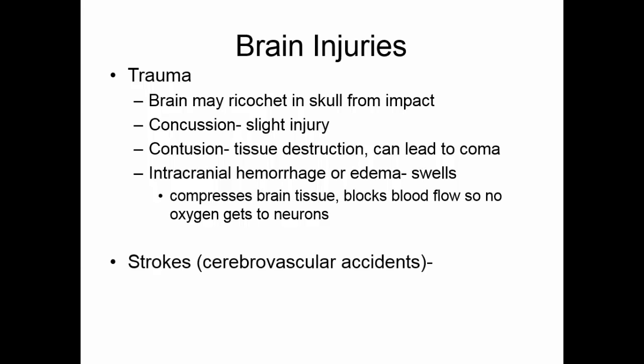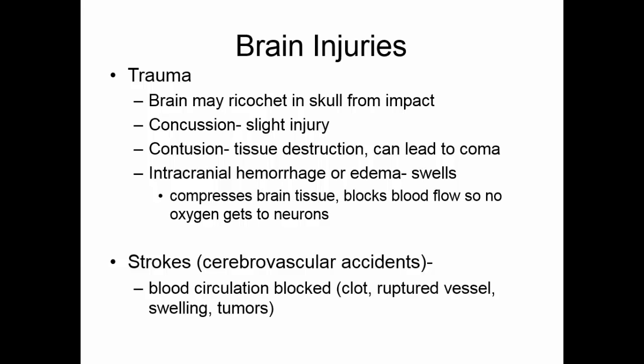Strokes, or cerebrovascular accidents, or CVAs, occur when blood circulation is blocked. This could be as a result of a clot in a blood vessel, a ruptured blood vessel, swelling of the brain, or tumors that put pressure on blood vessels. Again, the part of the brain that does not get blood will die. This means that this part of the brain will become non-functional.